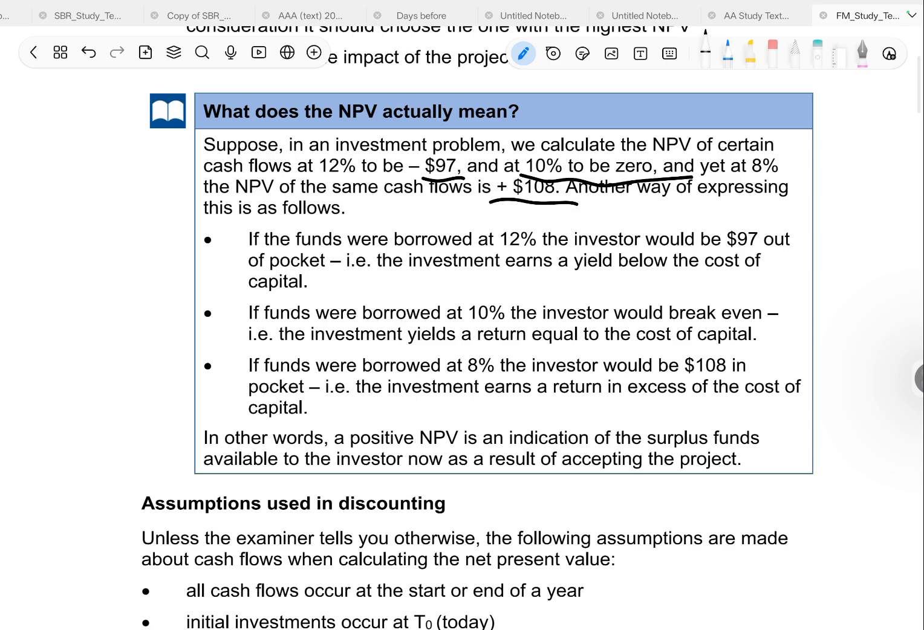What does this tell us? If the company borrows money at 12%, the project actually results in a loss of $97. If the company borrows at 10%, the project just breaks even. But if the cost of capital is 8%, the project generates a surplus of $108. So, in simple terms, NPV represents the surplus funds generated by the project after covering the required return. A positive NPV means extra value is created for investors.